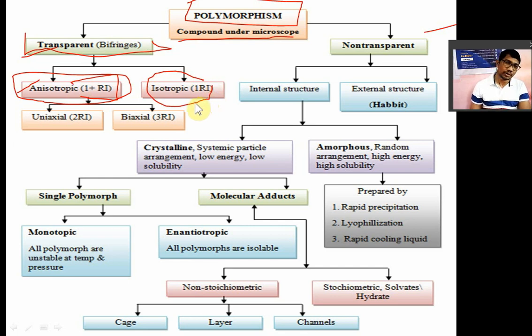Now anisotropy is further divided into two types: uniaxial and biaxial. Uniaxial means an anisotropic compound having two refractive indices, and an anisotropic compound having three refractive indices is known as biaxial. Right? So if you observe a compound under a microscope, it may be either transparent or non-transparent.